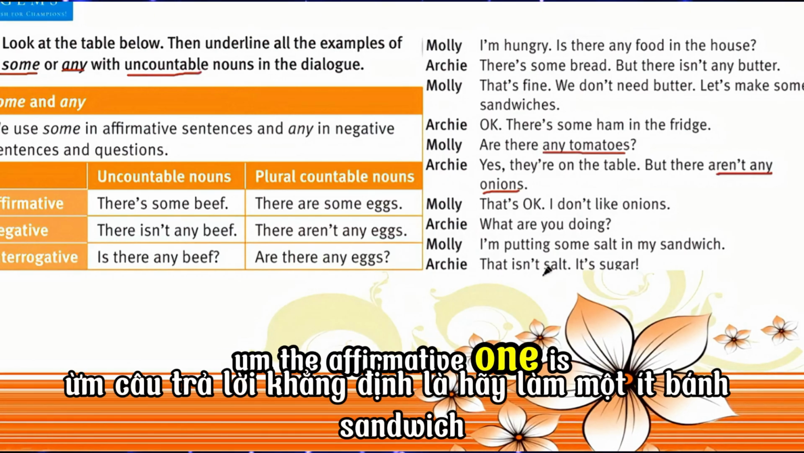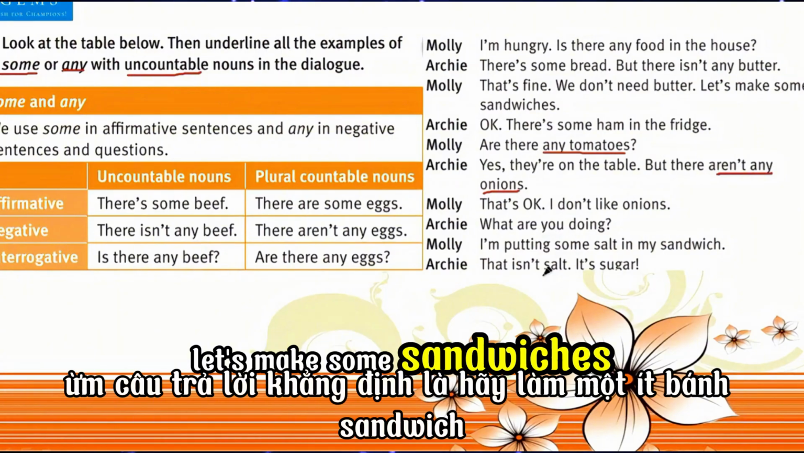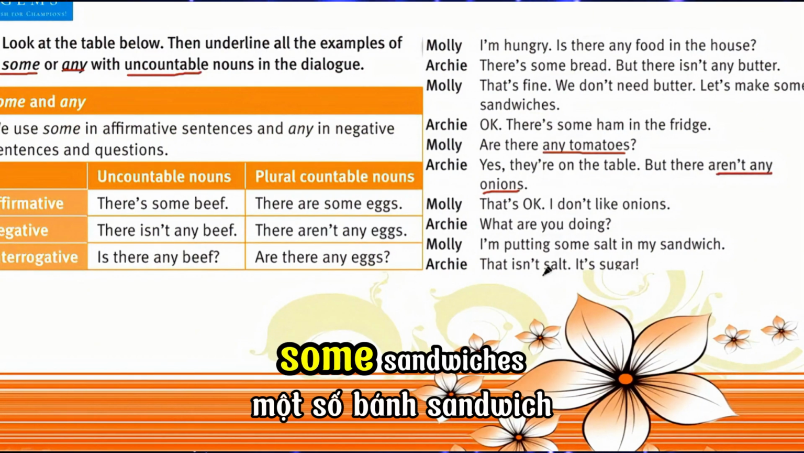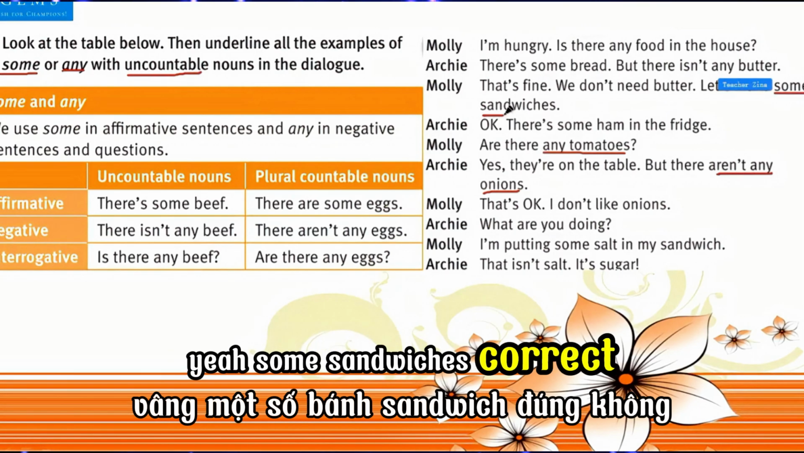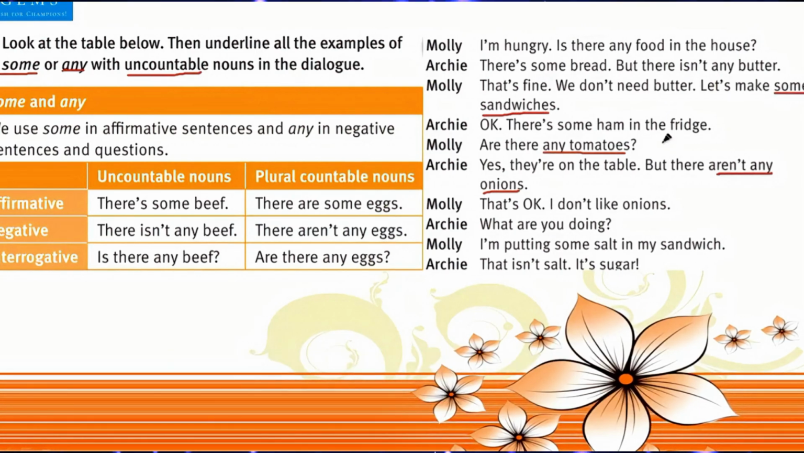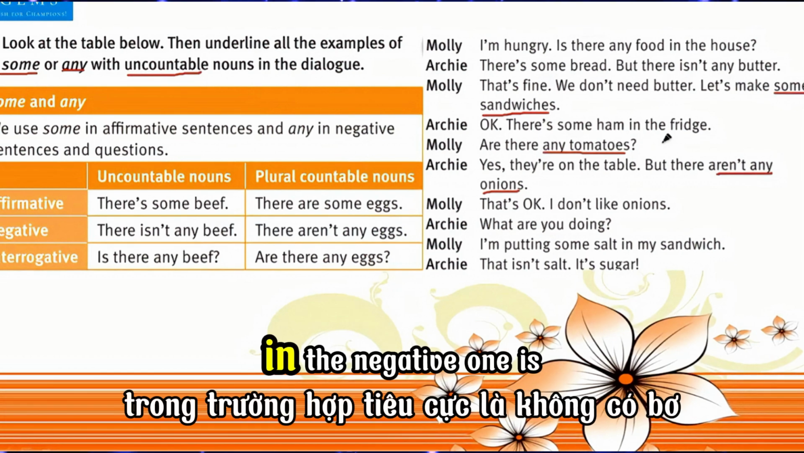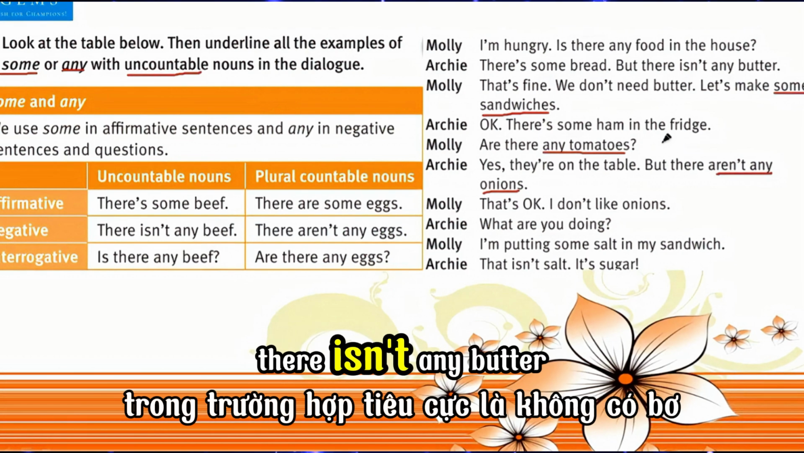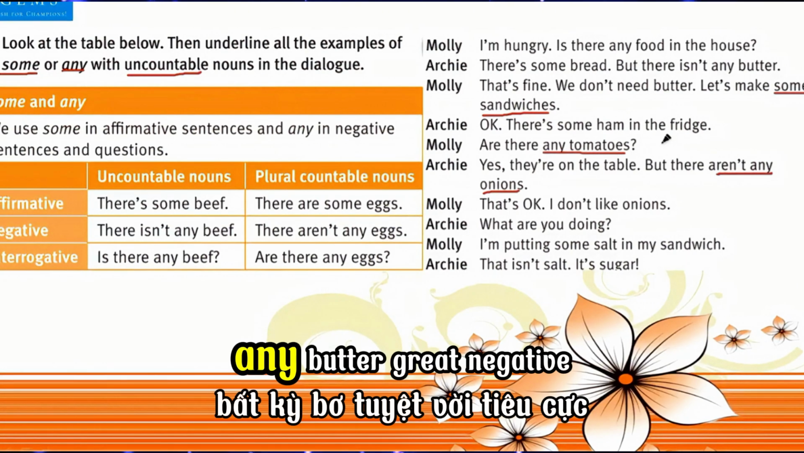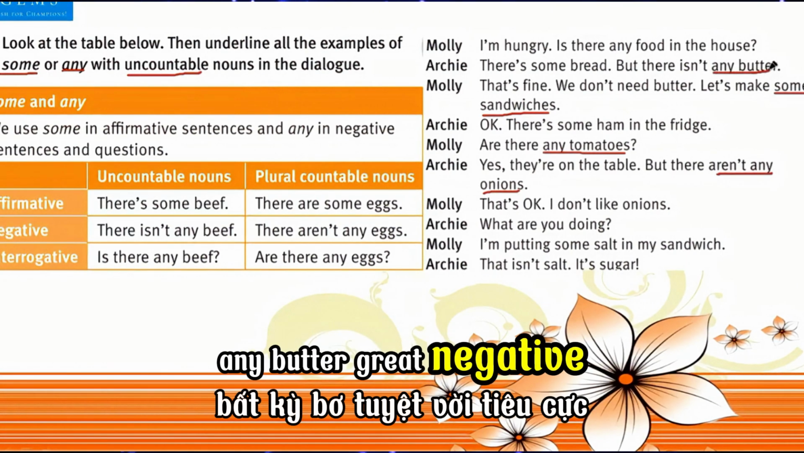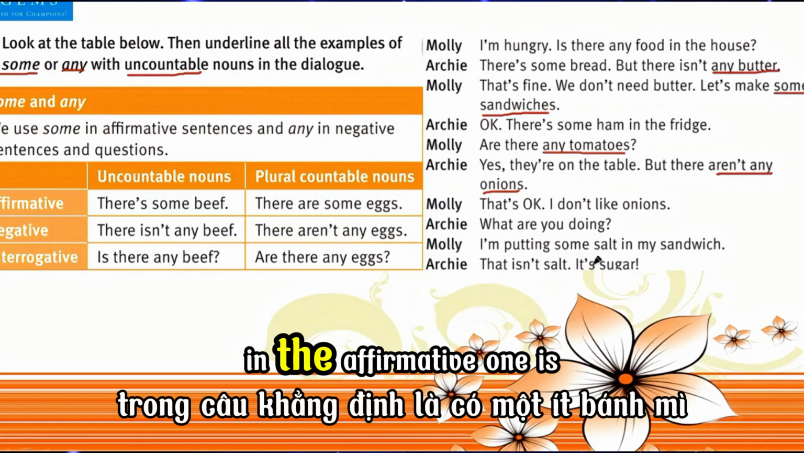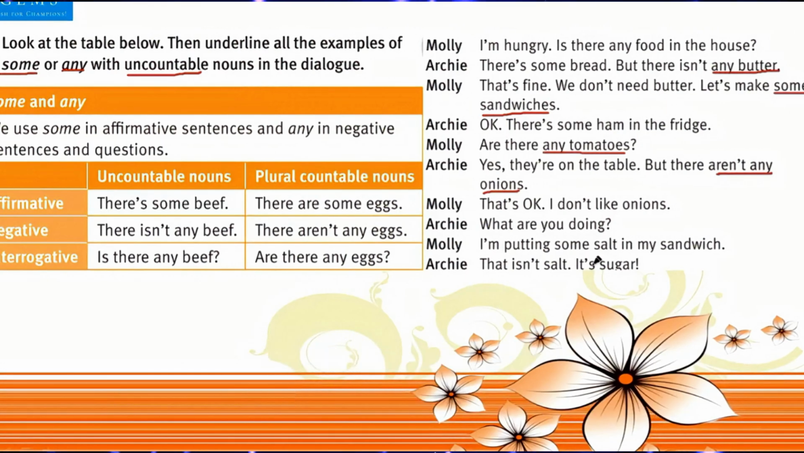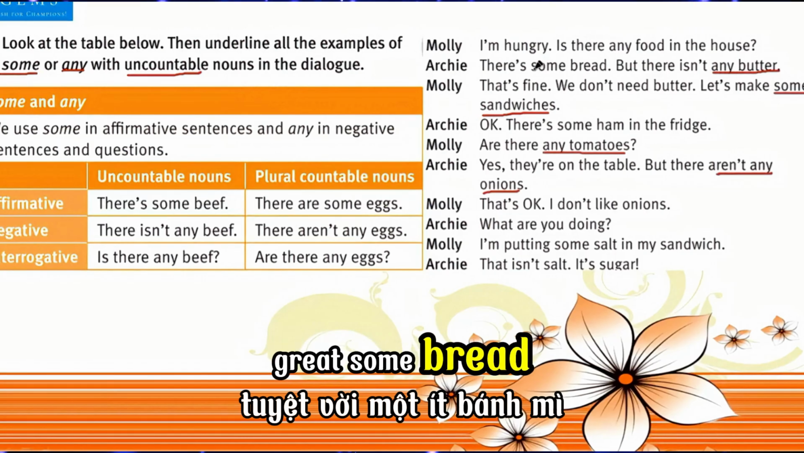The affirmative one is let's make some sandwiches. Some sandwiches? Yeah, some sandwiches. Correct. The negative one is there isn't any butter. Any butter. Great. Negative. The affirmative one is there's some bread. Great. Some bread.